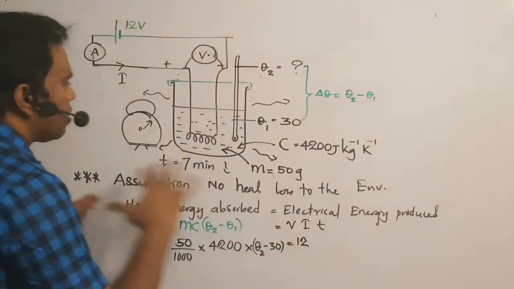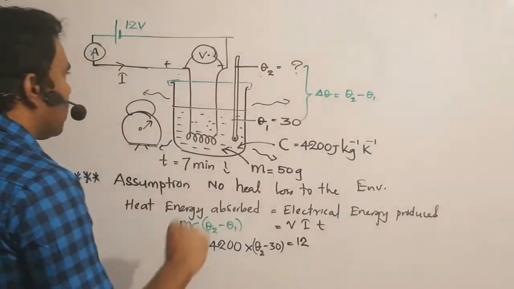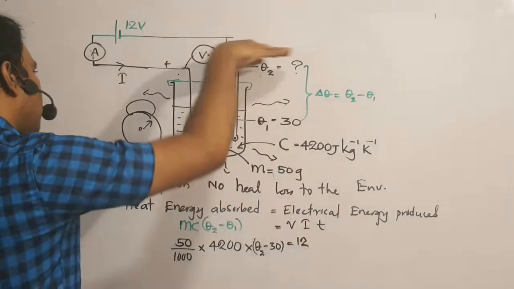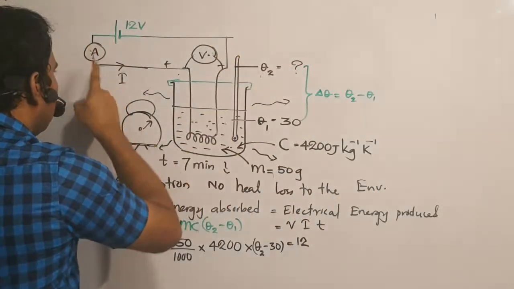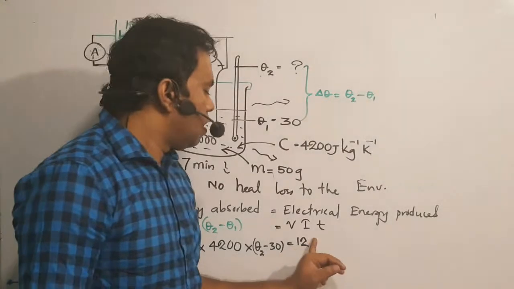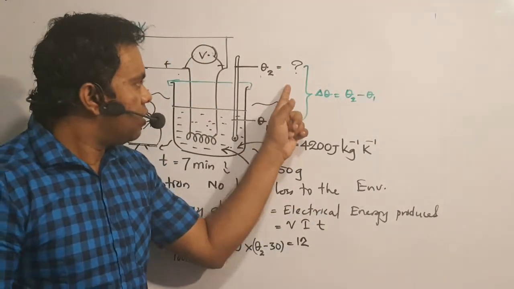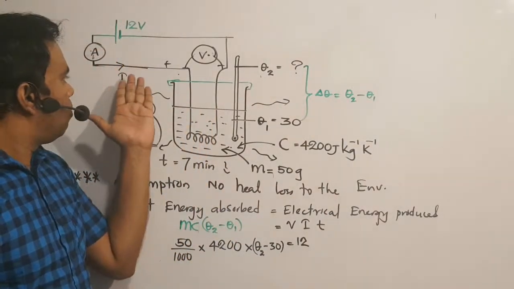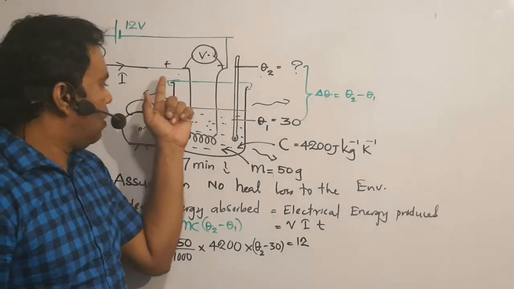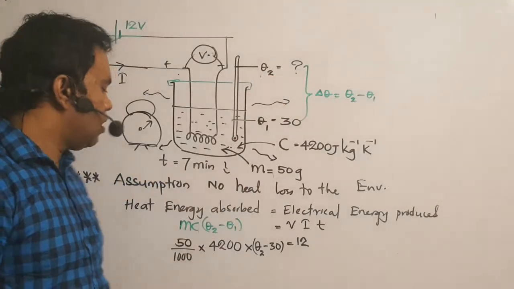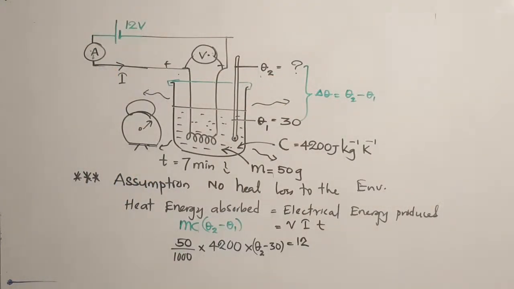You can rearrange this either way: to heat up to this many degrees Celsius, you can find how much current is needed. So that's one method. Another way, you can calculate: if this much of electricity is passed, what is the final temperature? So you can make it both ways.